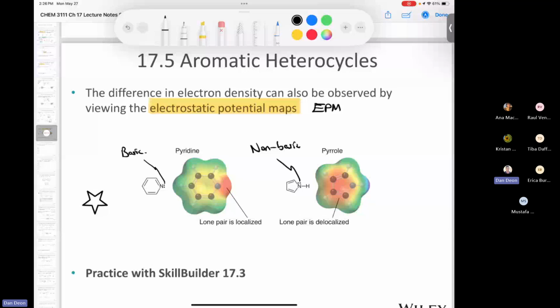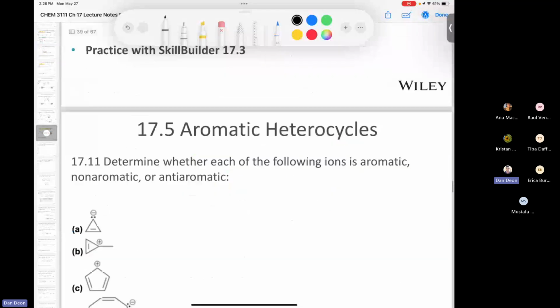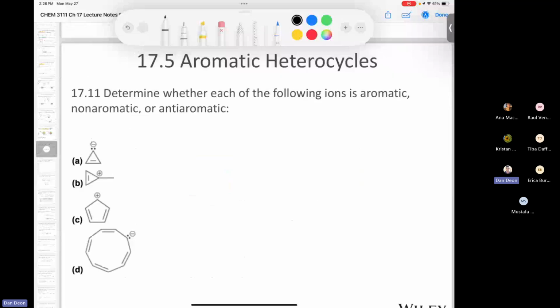So the next question, or this question, 17.11, just says, are these compounds aromatic? So we'll use A for aromatic. Non-aromatic, we'll use NA, or anti-aromatic, we'll use double A for that. So it's asking us about each one of these. Are these compounds aromatic, non-aromatic, or anti-aromatic?